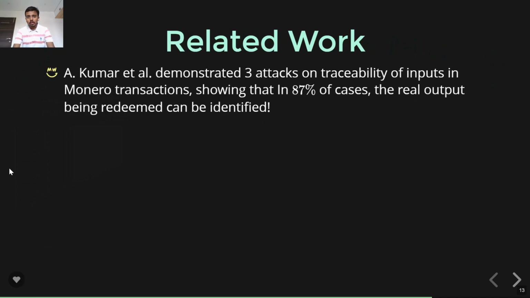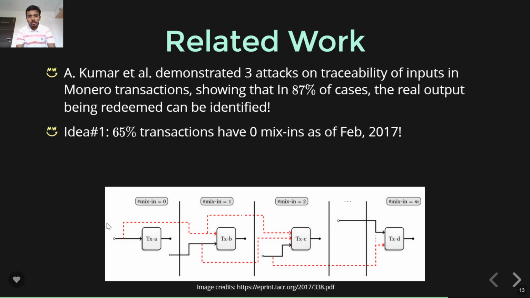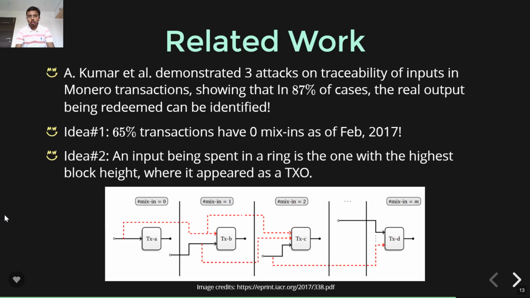Another one is about the traceability in Monero, where Kumar et al. showed some strong results. Their finding was that 65% of the transactions on Monero as of Feb 2017 had zero mix-ins, and such zero mix-ins led to a cascade effect, in the sense that if a transaction has a zero mix-in, we know that this address is spent. So if this address is used as a cover address in some future transaction, then we definitely know that the remaining address is the one which is spent, and so on. Another, more intuitive idea was that in a given ring, the input that is spent is the most recent one on the blockchain.